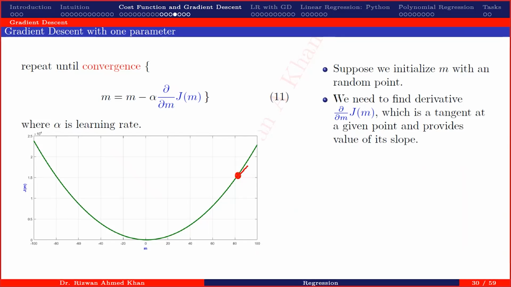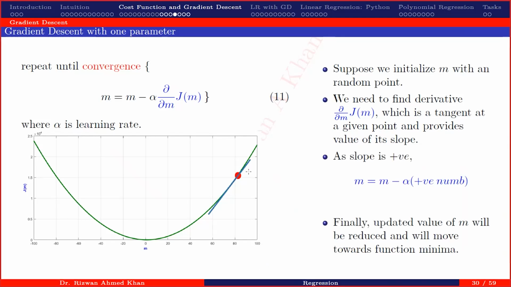If we take the derivative, this would be a tangent. As the slope is positive, the equation is m equals m minus alpha times a positive number. So the whole term remains negative because plus and minus gives minus. It means that the value of m has to be decreased because we want to move in this direction. Finally, the updated value of m will be reduced and will move towards the function minima.